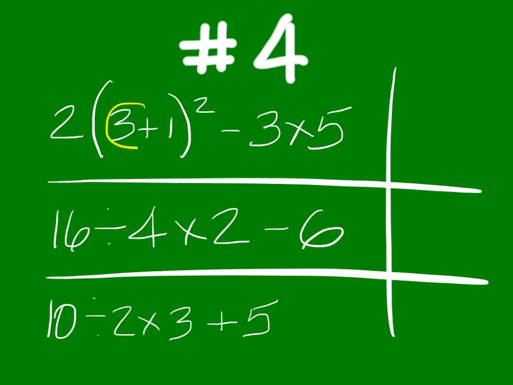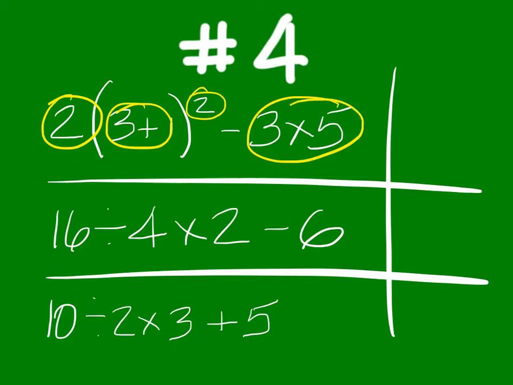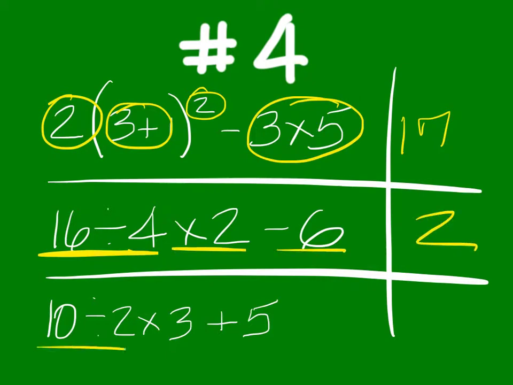The top one is 4 squared is 16 times 2 is 32 minus 15 is 17. This is 4 times 2 is 8 minus 6 is 2, and this is 5 times 3 is 15 plus 5 is 20.